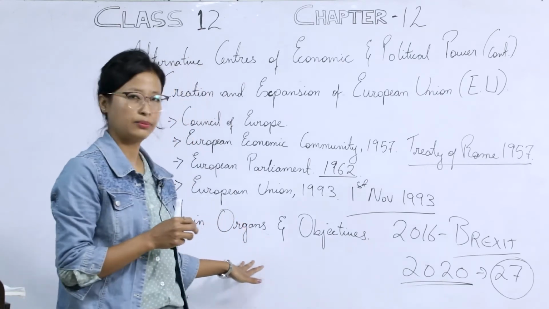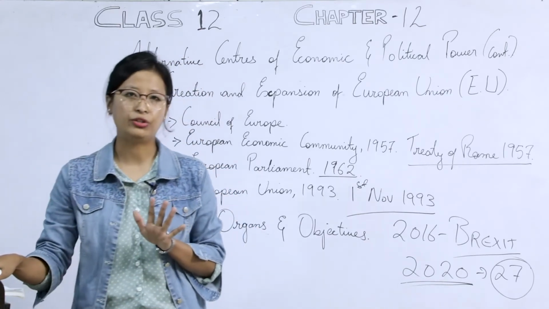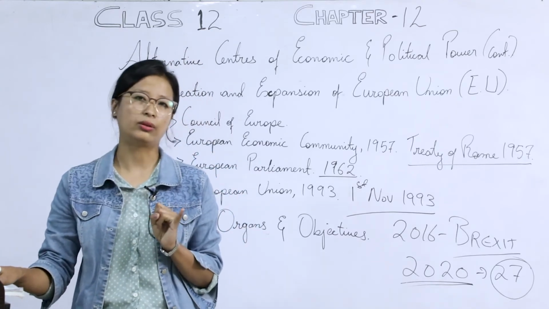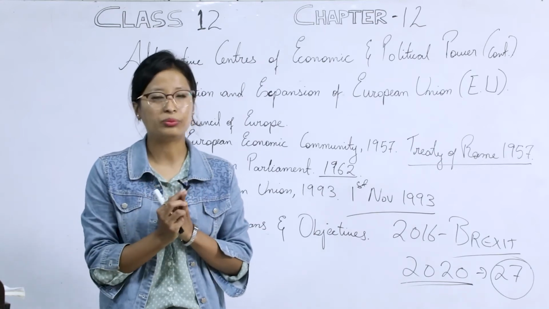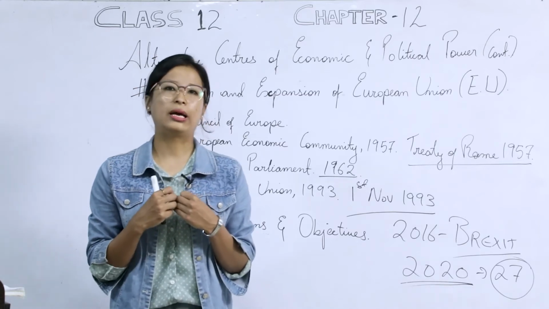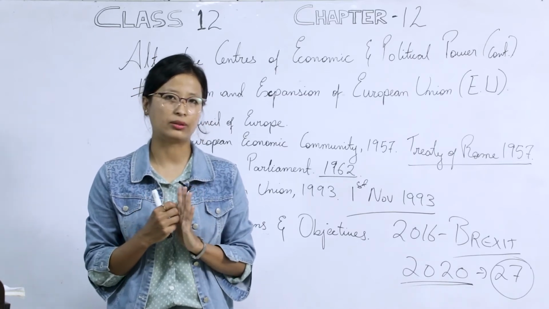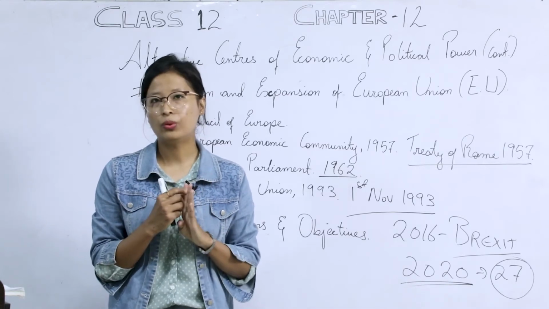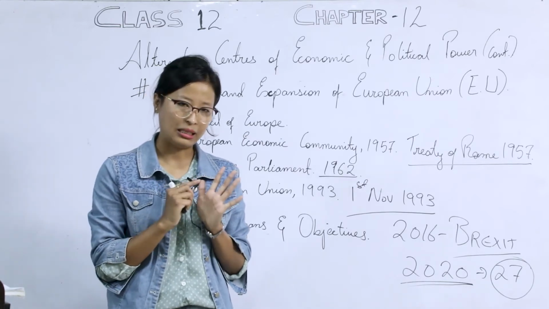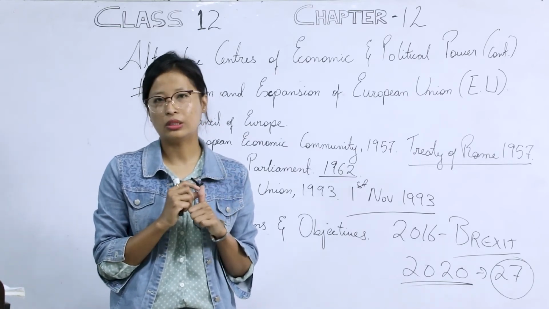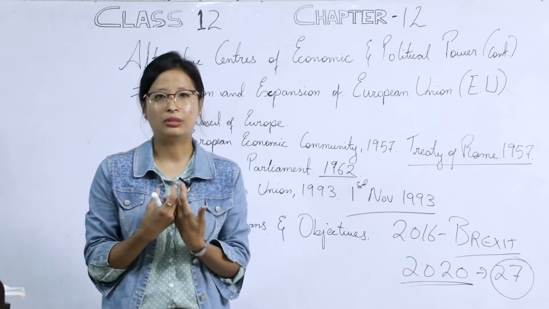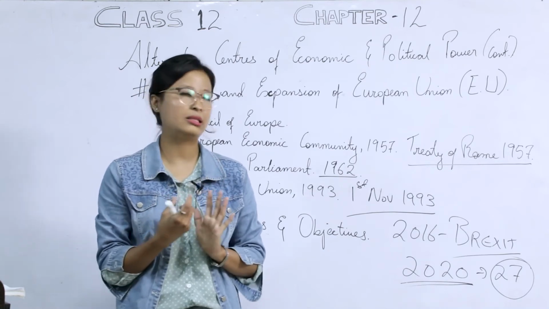Now, the major organs: there are around 5 major organs in the European Union. The first is called the European Commission, then the European Council of Ministers, and the European Parliament. In this European Parliament, the members are elected for a term of 5 years. Number 4, we have the European Economic and Social Committee. And the last is the Court of Justice. The Court of Justice is to settle disputes arising among or between the member states. So these are the 5 major organs in the European Union.